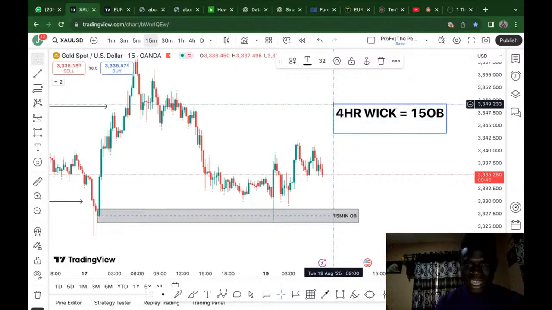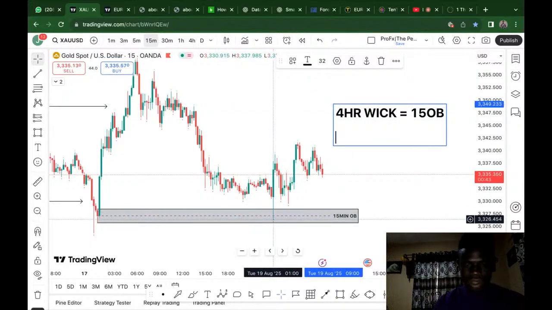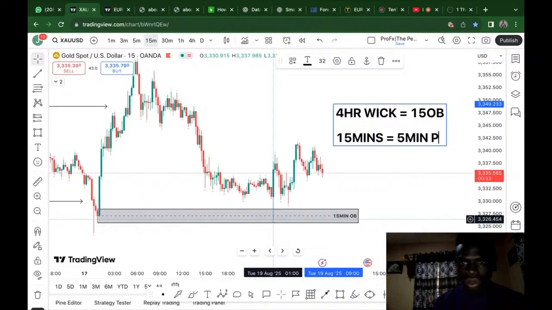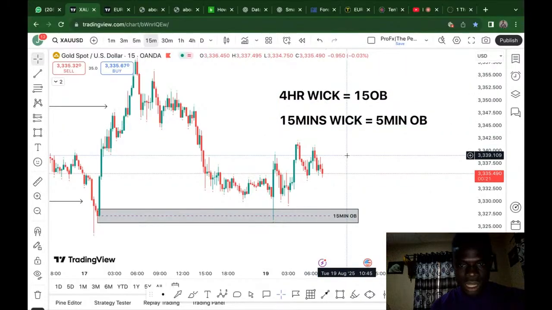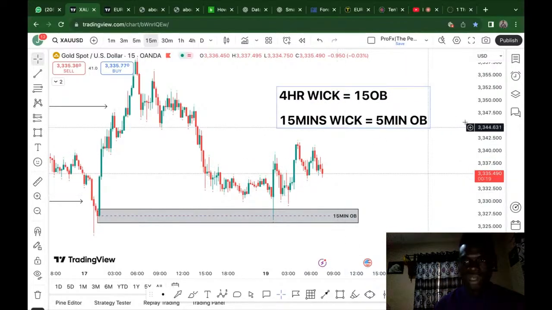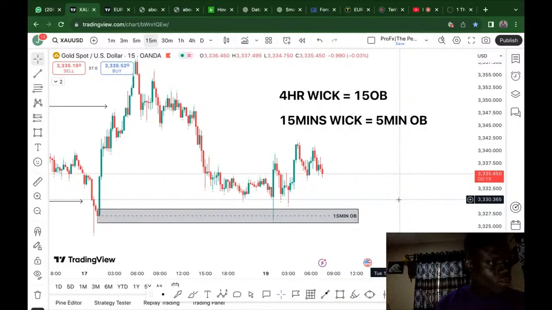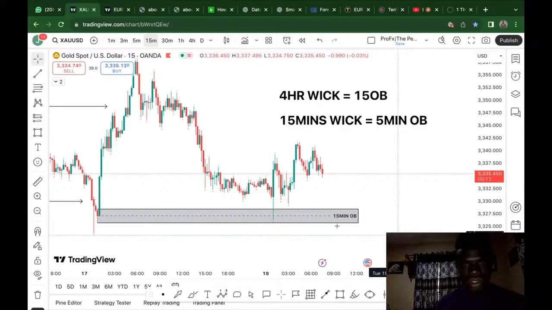Now we are seeing a 15 minutes week. Let's drop down to 5 minutes. You will see that this is giving us a 5 minutes order block. Let's see. 5 minutes week. So I'm getting all these deductions from the market behavior. It's not me. It's what the market is doing that is making me deduce these beliefs. All right. So that is it.